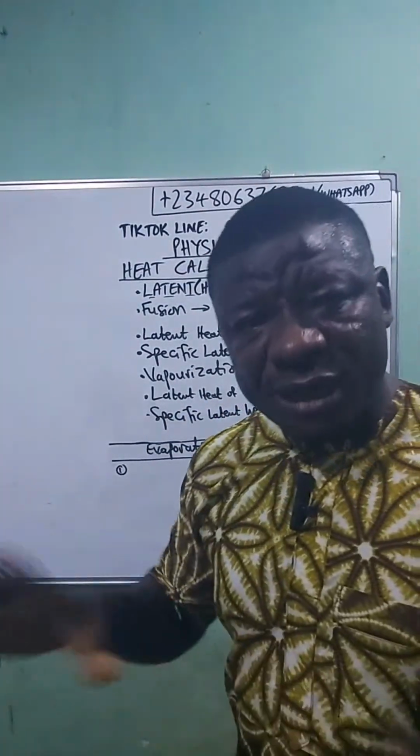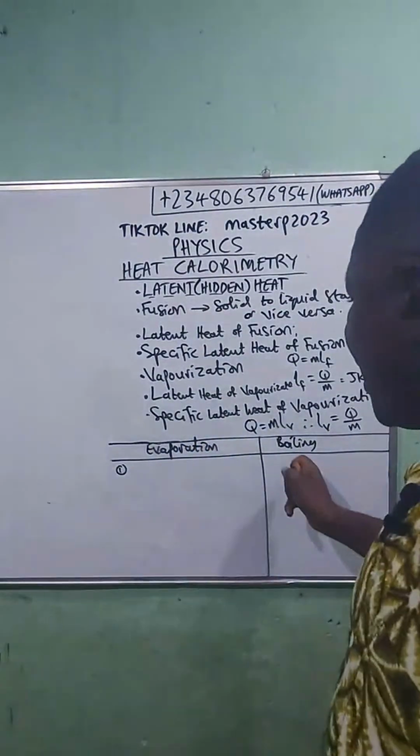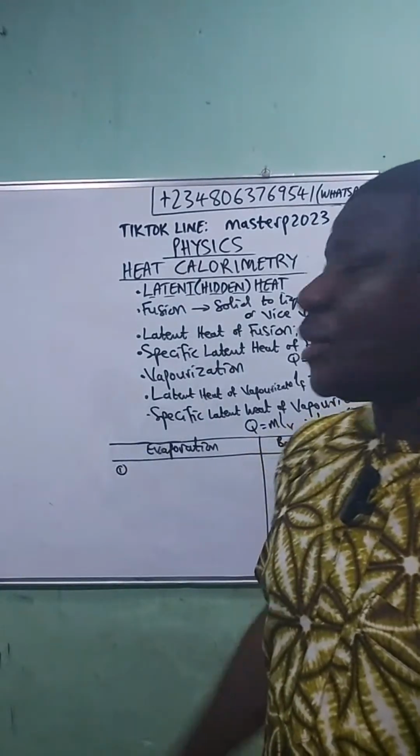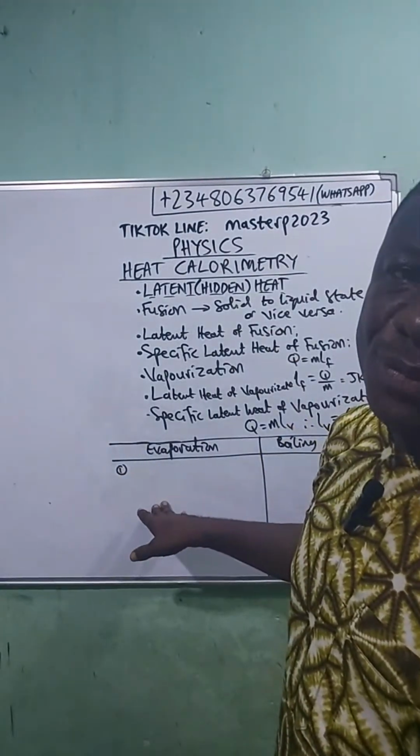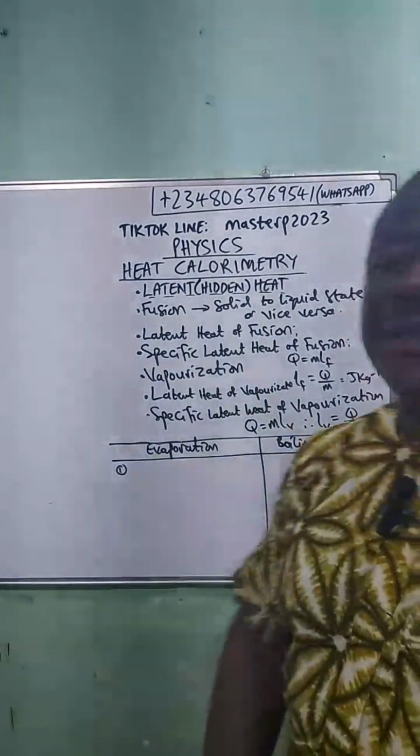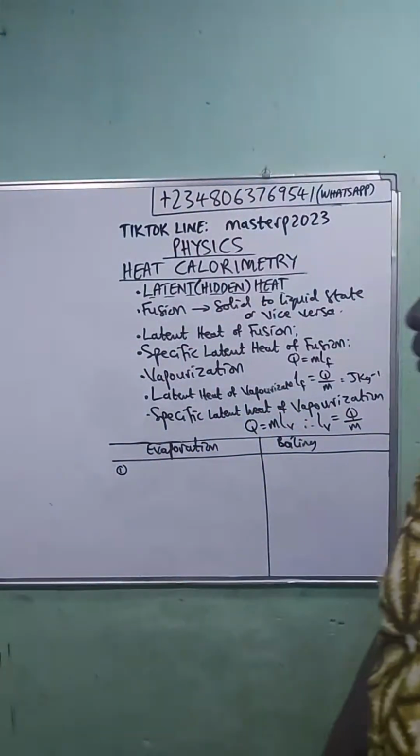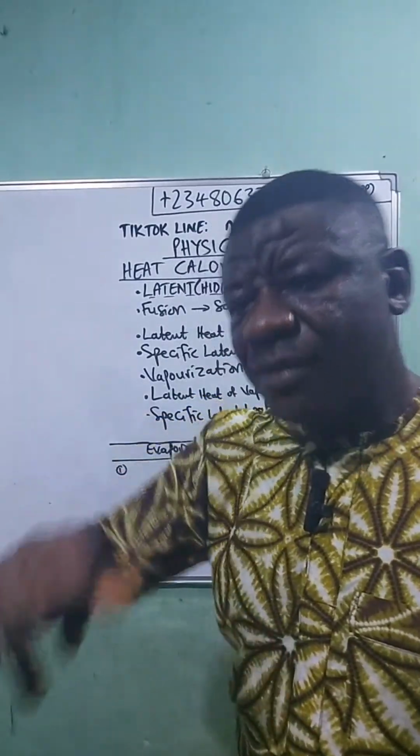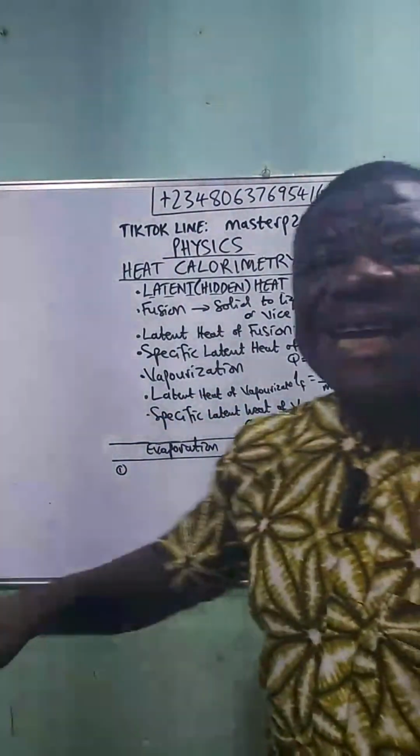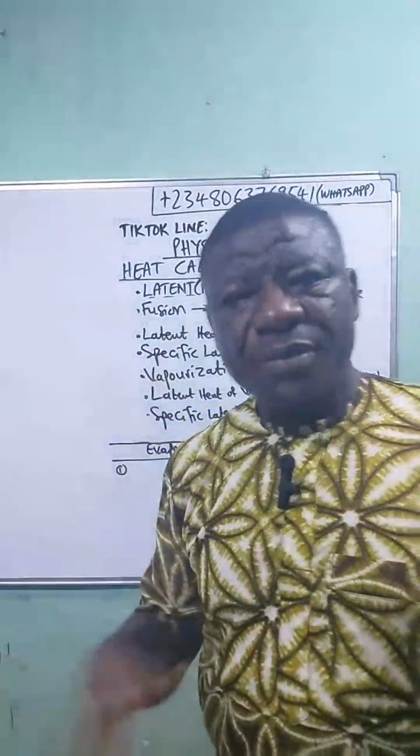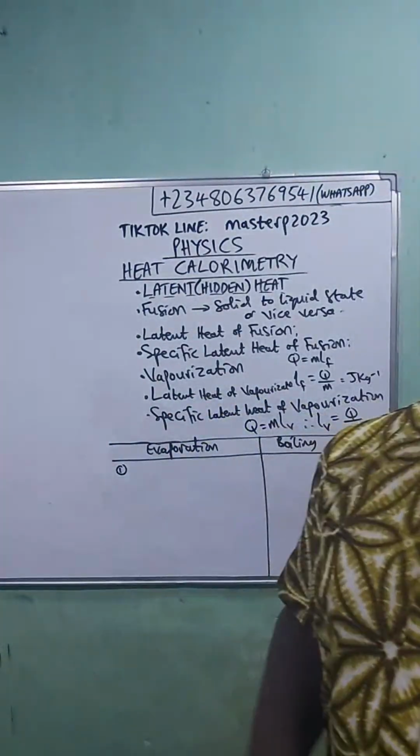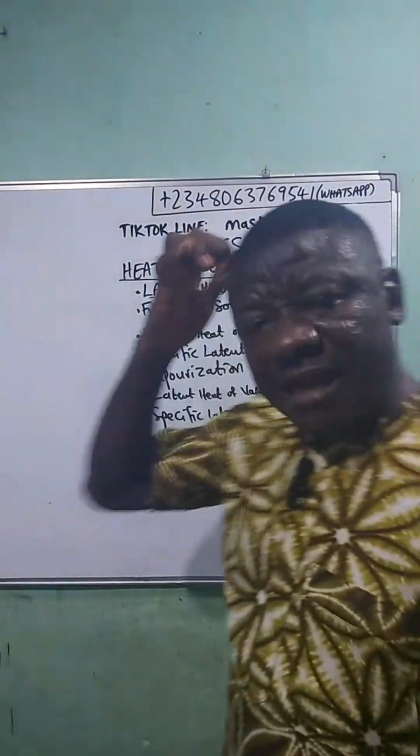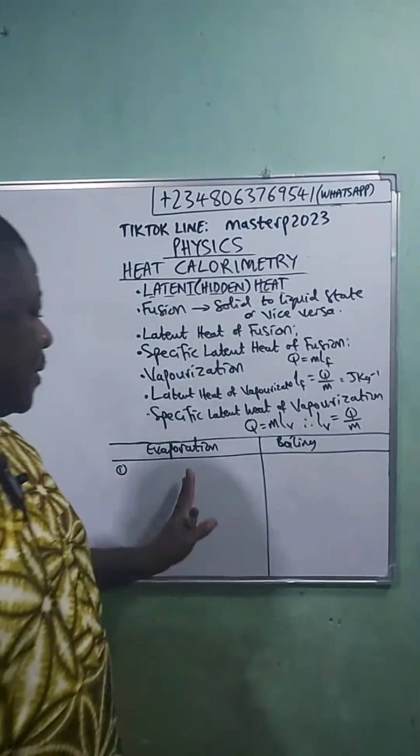Evaporation occurs at all temperatures, but boiling occurs at a specific temperature. Wind assists evaporation, but wind has no effect on boiling. And evaporation occurs at the liquid surface, but boiling occurs at the entire volume of the liquid. So those are some of the basic differences between evaporation and boiling.